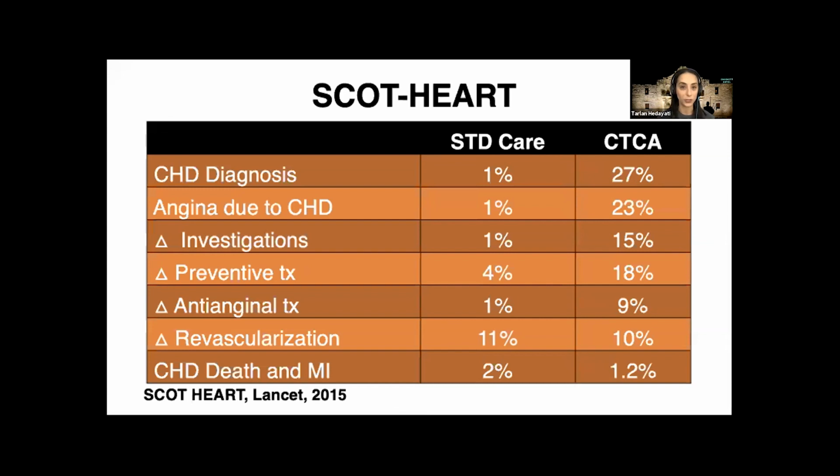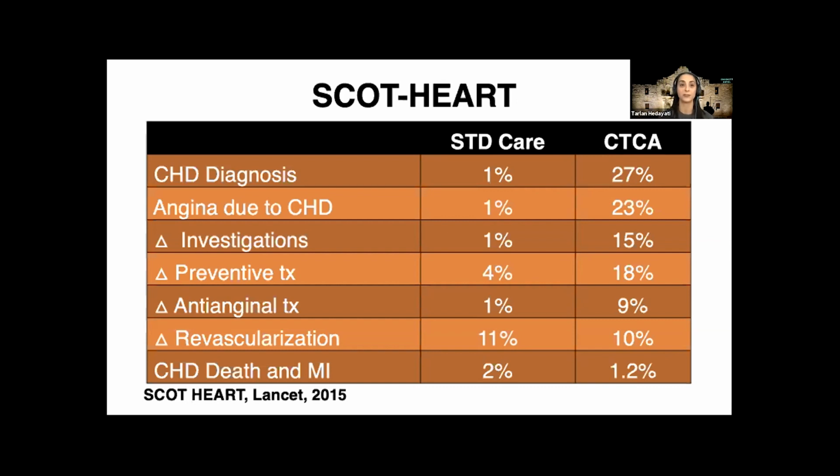Overall, when you take a look at this graph, you can see CTCA helped clarify the diagnosis, which doesn't seem like a big stretch. You have an imaging modality, of course you're going to make a better diagnosis. So the 6-week coronary heart disease diagnosis in the standard care group changed by 1%, in the CTCA group, 27%.